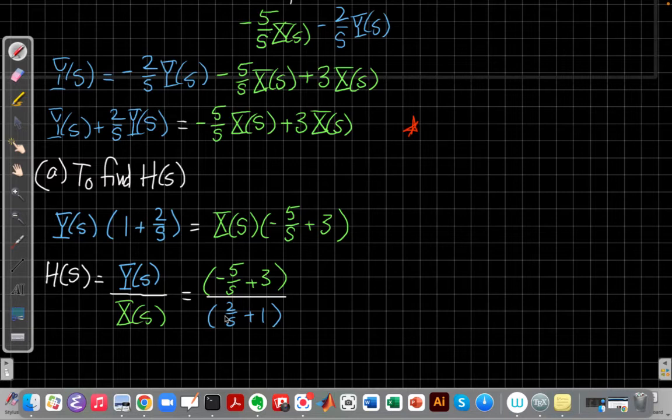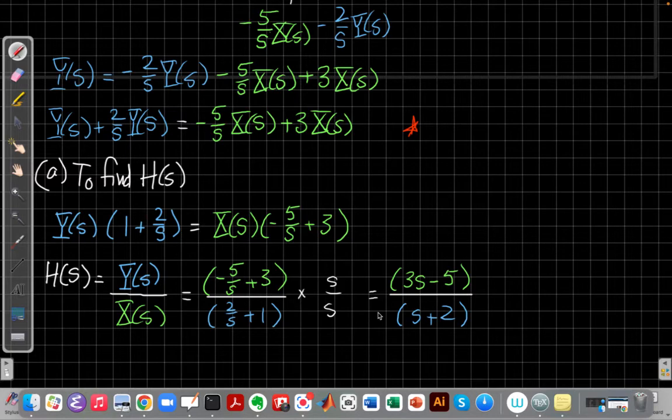We like to see system functions in terms of positive powers of s. So we could multiply both numerator and denominator by s. If I do that and then rearrange the order of the terms to put the s terms first, I get 3s minus 5 over s plus 2. So there's my h of s.